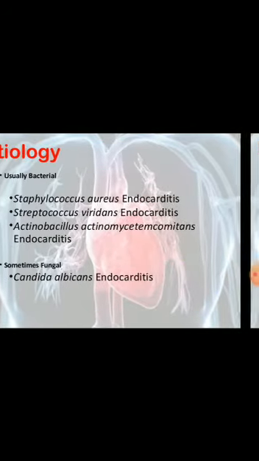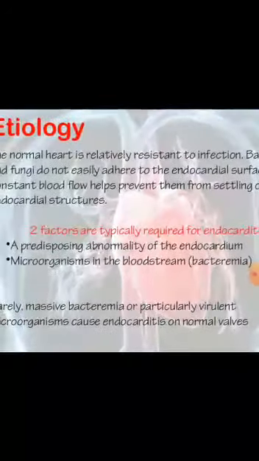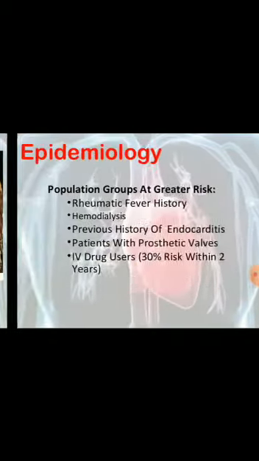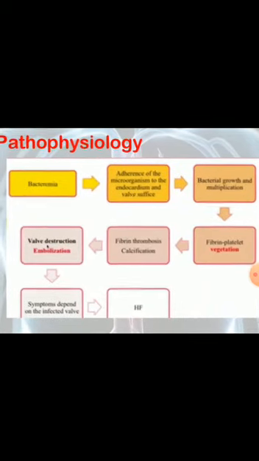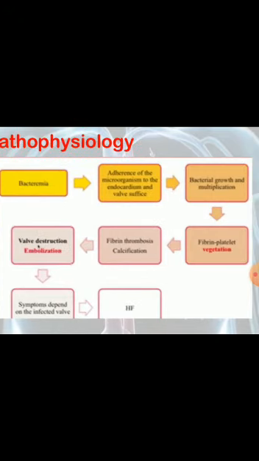As I told you earlier, two factors are required for endocarditis. The first is a predisposing abnormality of the endocardium, and the second is the presence of microorganisms in the bloodstream, known as bacteremia. If bacteremia is present, it causes adherence of the microorganism to the endocardium and valve surface, and there is bacterial growth and multiplication leading to fibrin platelet vegetations. That causes fibrin thrombosis and calcification, which leads to valve destruction or embolization, and further leads to heart failure.